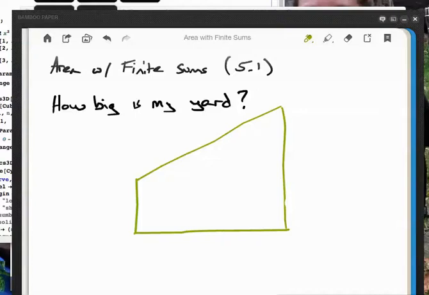All right. So the topic today, or for whenever you're watching this, is section 5.1 in Thomas, which is area with finite sums. But the real topic, as far as I'm concerned, because it's all about me, is how big is my yard?